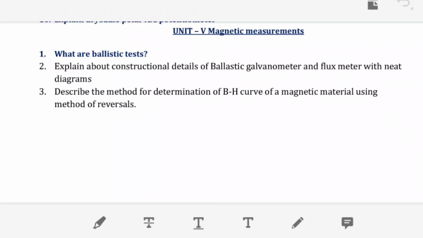What are the ballistic tests? Explain about construction details of ballistic galvanometer and flux meter. Anyone will come. Describe the methods for determination of BH curve for a magnetic material using method of reversals. These are the important questions related to Unit 5. If you know 10 marks questions very well, you can easily answer 2 marks questions also, because if you prepare the topics very well, you can easily answer the 2 marks questions also.